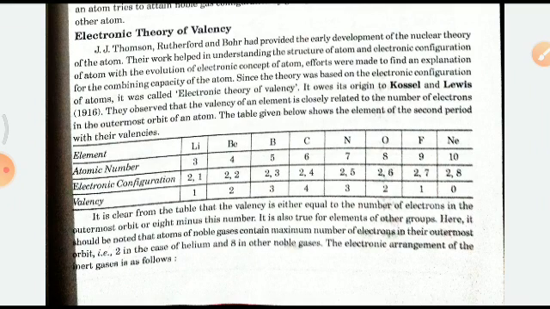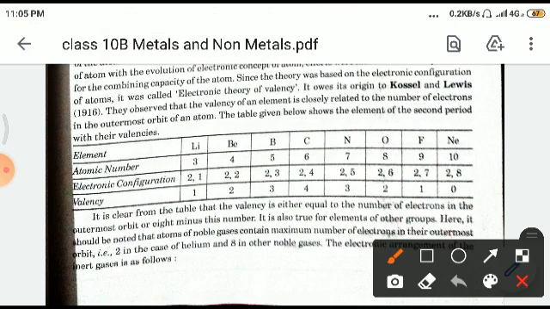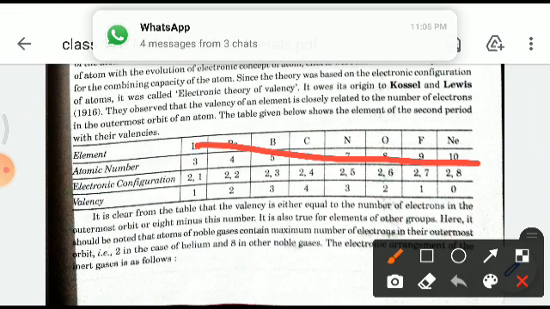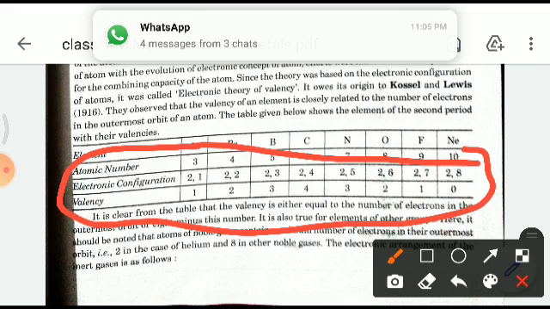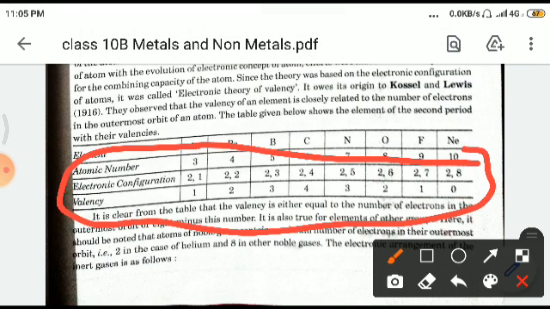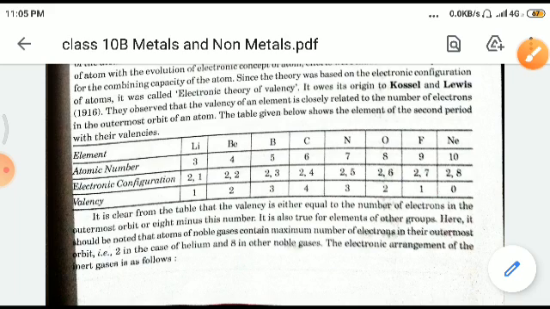They observed that the valency of an element is closely related to the number of electrons in the outermost orbit, right? You can see here in lithium, beryllium, boron and carbon that the electronic configuration and the valency are almost identical. So it is clear from the table that the valency is equal to the number of outer electrons. If there is one electron in the last orbit, the valency is also one, and so on. After 4, the valency decreases from 8, so we get 3, 2, 1 and 0, right?